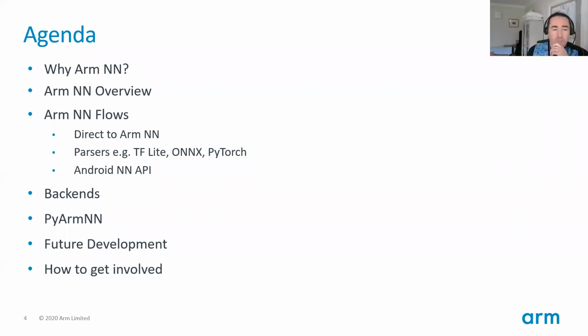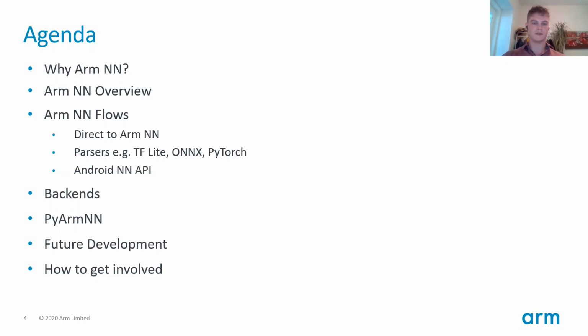The first one is direct to Arm NN using the Arm NN interfaces. The second is using the parsers, which parse the models that come from third-party neural network frameworks, such as TF Lite, ONNX, and PyTorch. And the third main way of using Arm NN is through the Android NN HAL driver, which interfaces with the Android NN API. We've got very extensive support in this area. We currently support Android R that's just been released, for both Arm CPUs and GPUs.